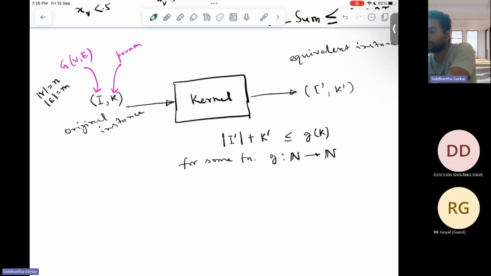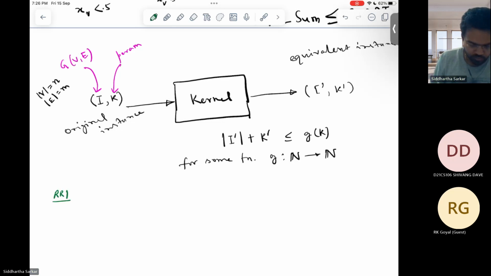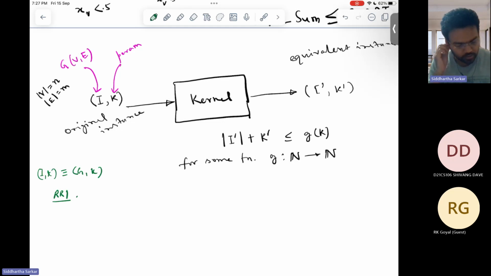So the first thing is, let me just write it this way. Reduction rule 1, RR1. You have an instance (G, k). This is the original instance, where the instance is nothing but a graph G and parameter k. And we are asking the question: does there exist a vertex cover of size at most k in this graph? So the first thing is we apply the following transformation to the graph.